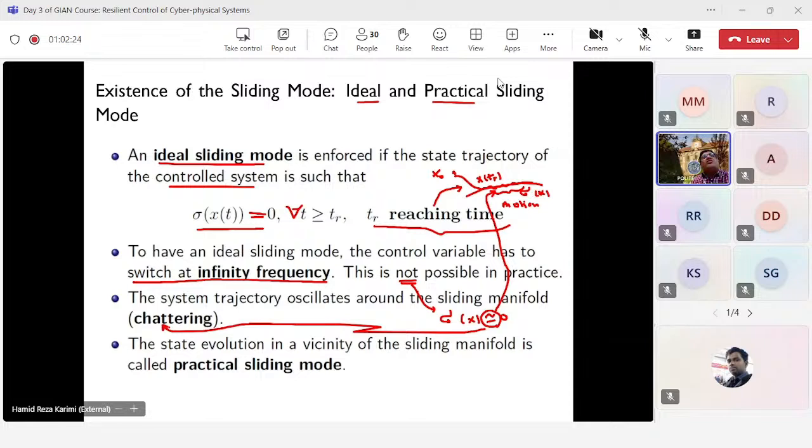Okay. So now the topic of chattering is on the table. In this slide there are two pieces of information. One piece of information is the reaching time, which is the TR.